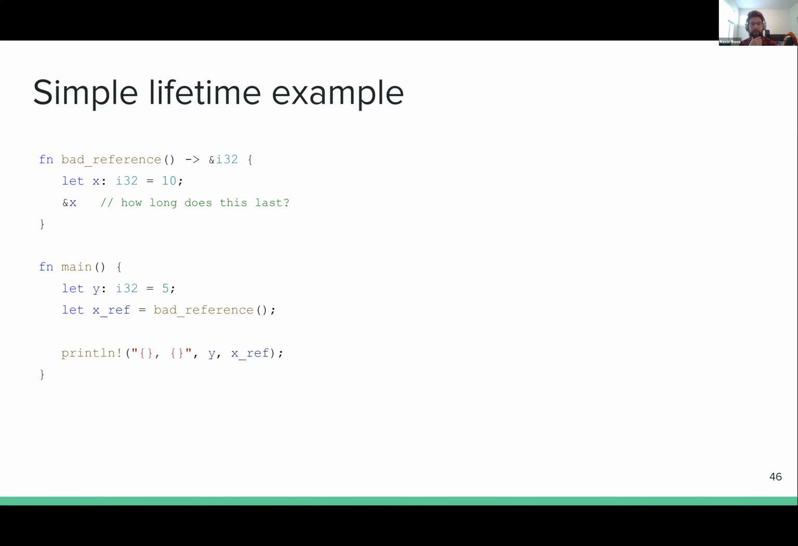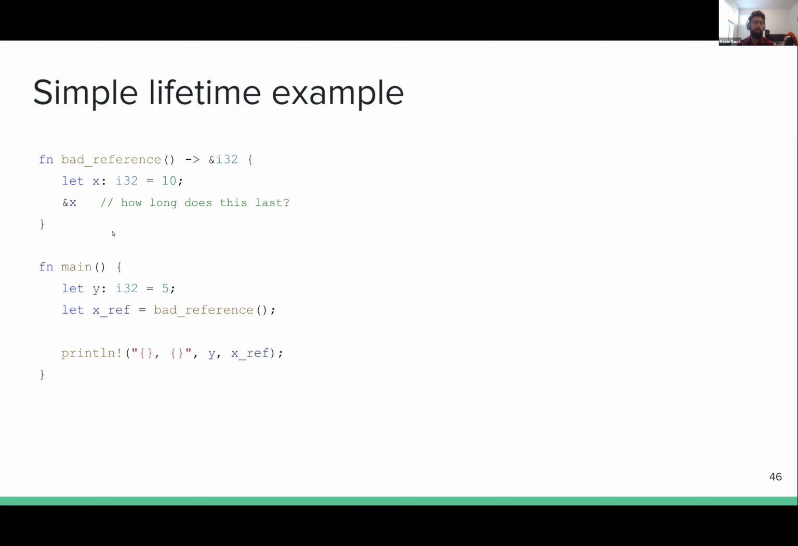Okay, so now here's a simple example of lifetimes, right? So here I have a very simple main function. All I'm doing is printing two things. I'm printing the value of y and the value of a reference that I get, right? When I call the bad reference function, what I would like to do here is define a local variable x, and I want to return a reference to this, right? Which I express with this syntax.